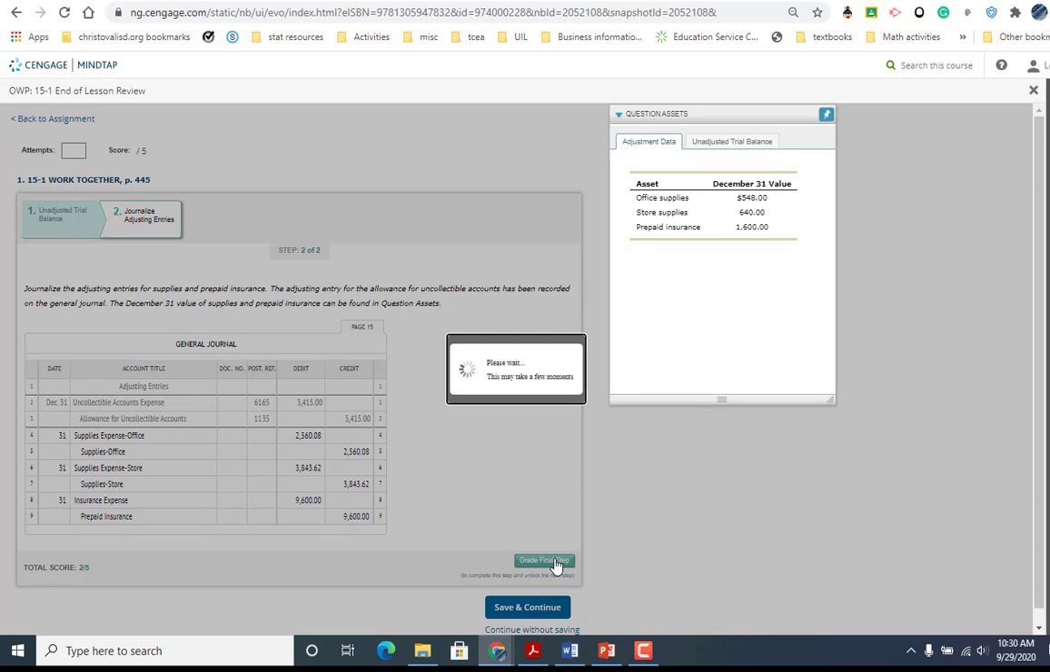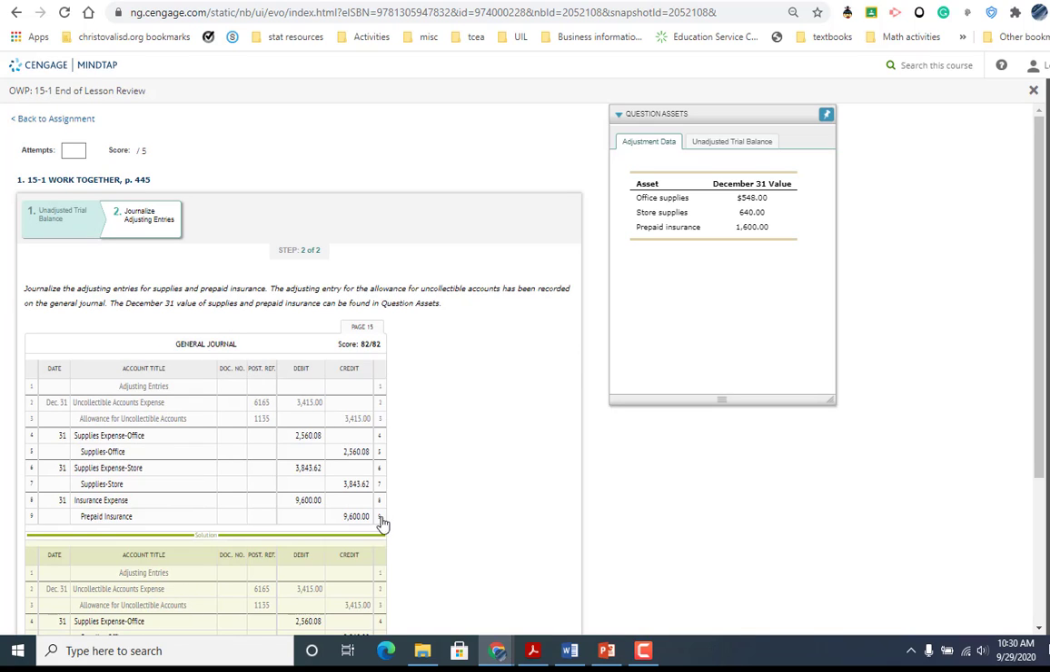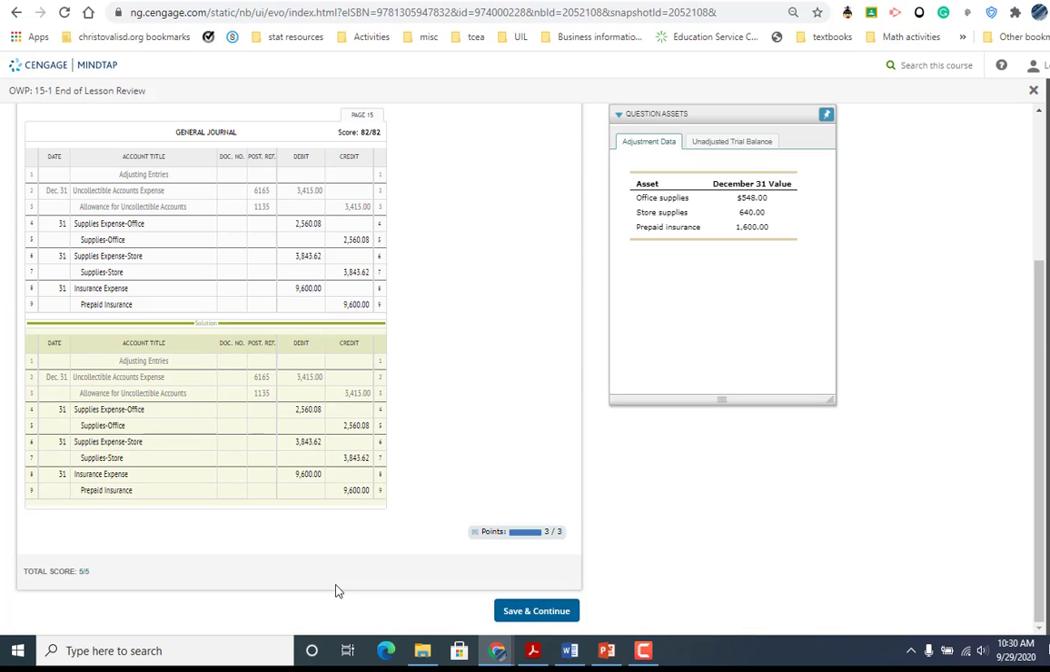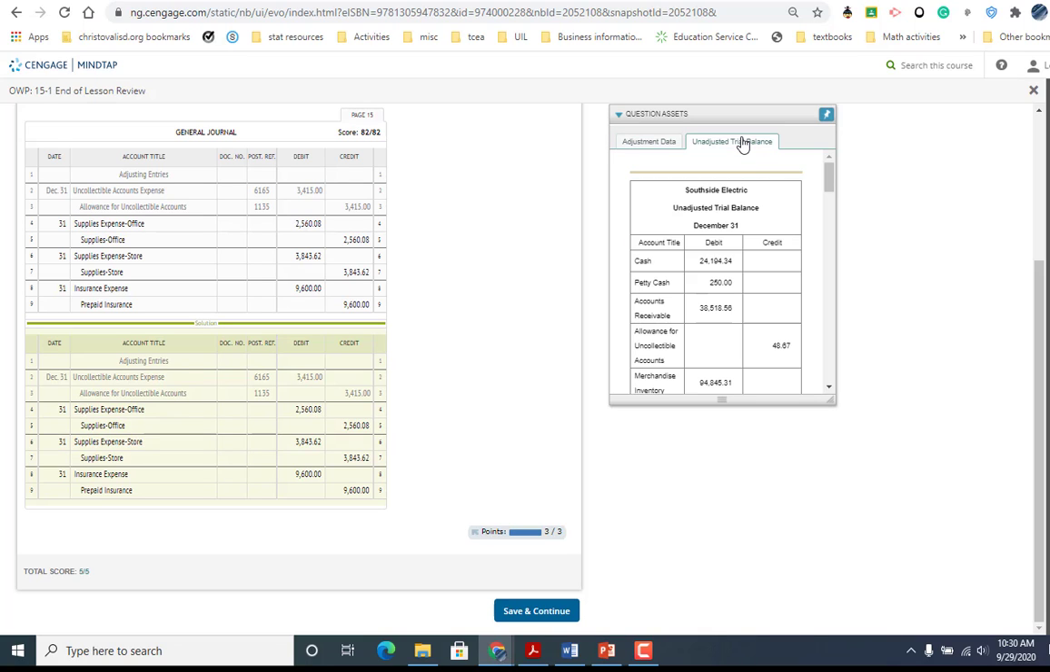And so we're going to grade this final step, and the period is yours to work. So make sure that you go in and record your expenses, and remember how you find the number here was subtracting the adjustment data and the unadjusted trial balance.